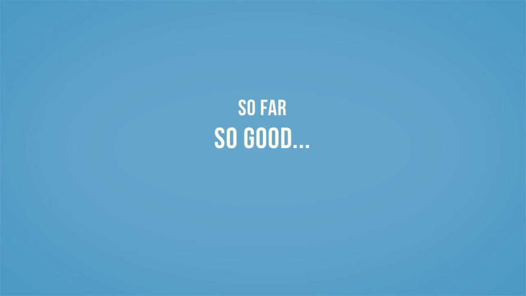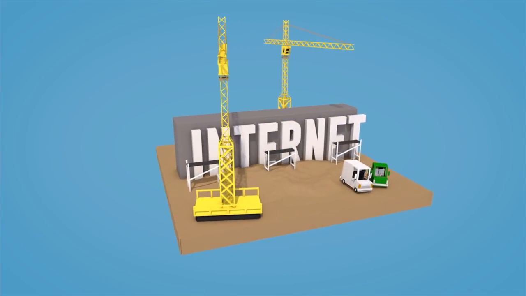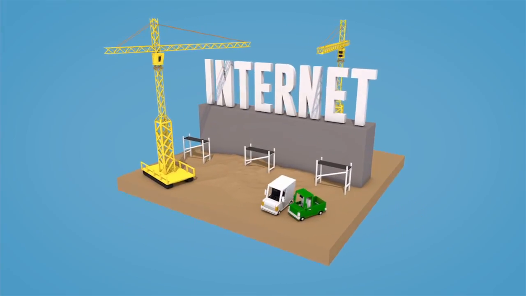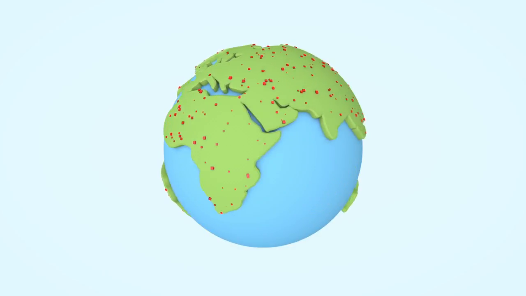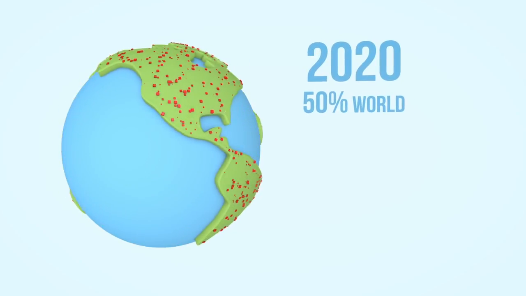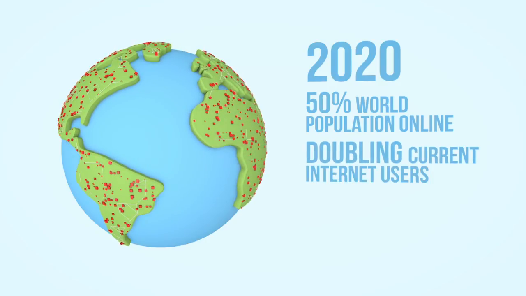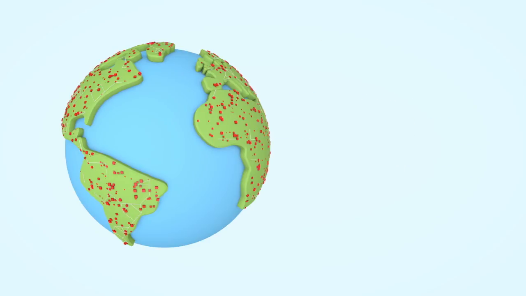So far, so good. But the internet, being the media platform that it is today, will develop further. Its evolution is not finished, and the internet needs to adapt to the great opportunities and challenges that lie ahead. Firstly, the number of internet users is rising rapidly. By 2020, we expect that half of the world's population will be online, which could mean a doubling of the current number of internet users. So obviously, the number of IP routes and the overall capacity of the internet will have to grow tremendously.